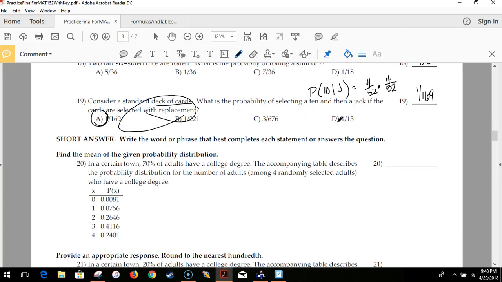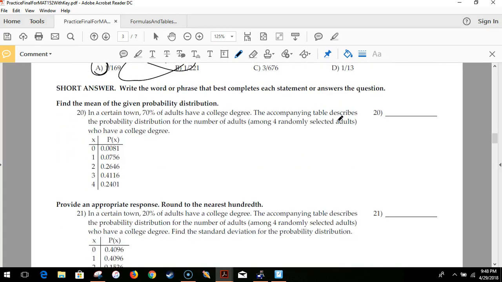If we skip to 20, we'll do a couple more from chapter 5. Number 20, 70% of adults have a college degree. I have this table that talks about the probability distribution for the number of adults. If I pick 4, find the mean.